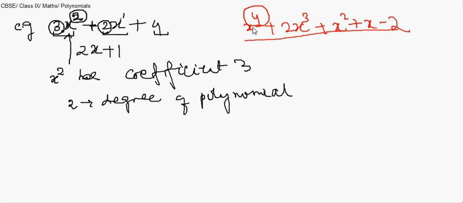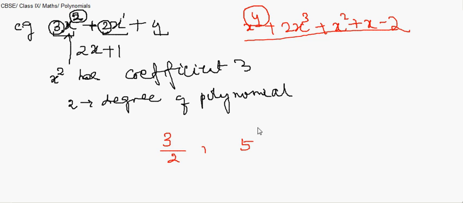A polynomial with degree 0 is called a constant polynomial. Simply if I am writing 3 by 2, or simply writing a 5, this does not have any degree. This degree is 0, therefore it is called a constant polynomial.